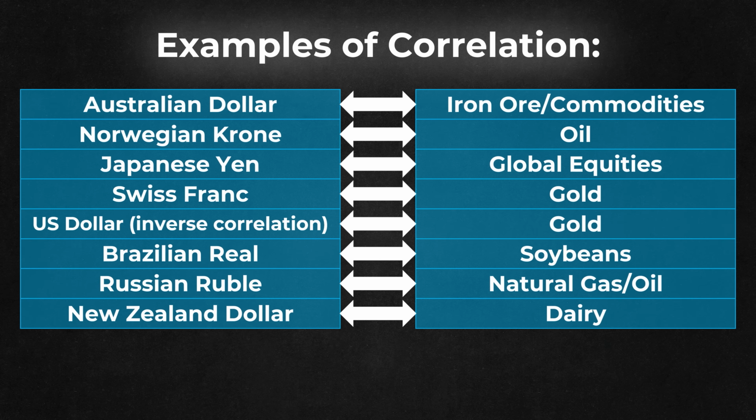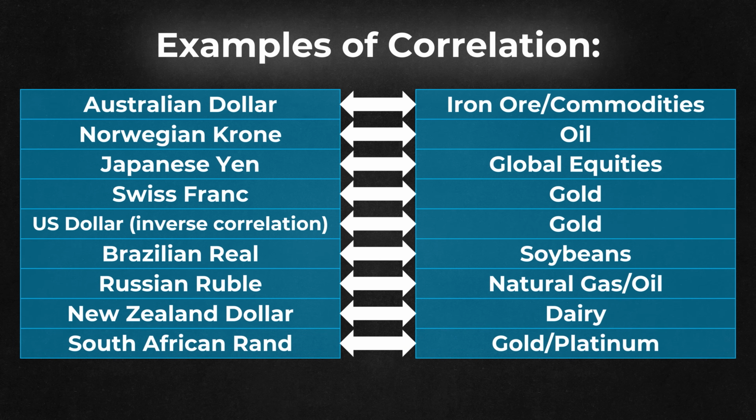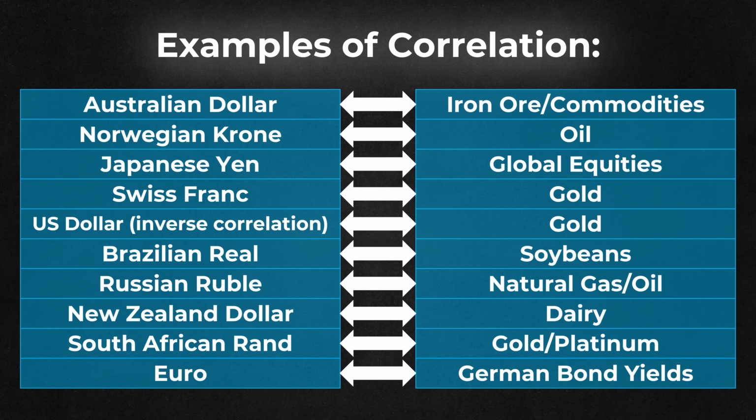South Africa is a leading producer of gold and platinum, so the South African rand often correlates with the prices of these metals. The euro sometimes correlates with German bond yields, as Germany's economy is a dominant driver of the Eurozone's overall economic outlook. Markets also impact one another on a cascading effect.